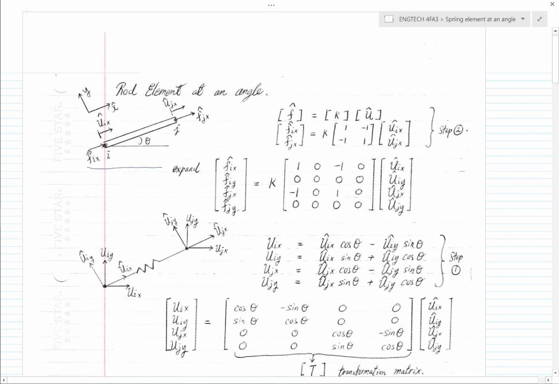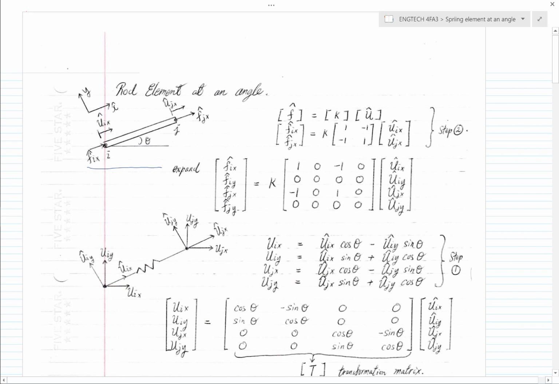We have a spring element, but it's tilted by an angle theta. Again, it has two nodes, node I and node J. Anything that moves along I is called U. Any force acting on I is Fi. However, all the names have a hat on them.